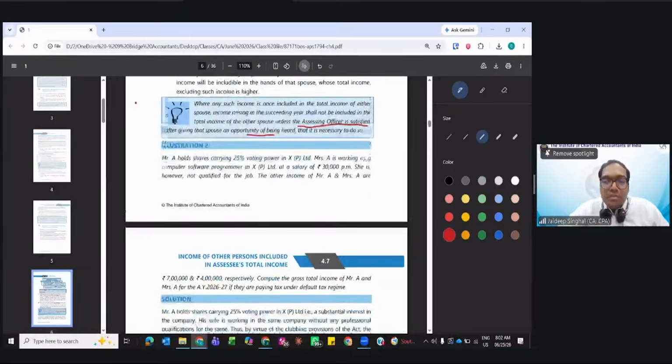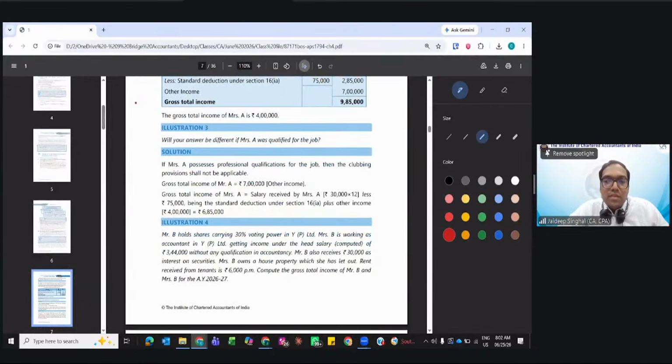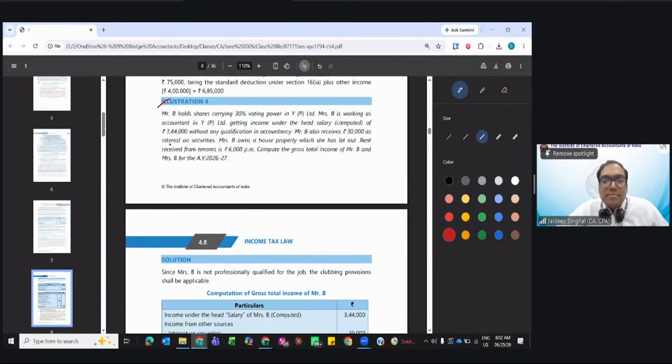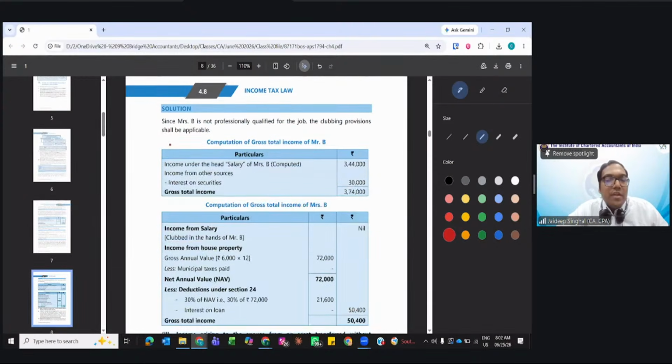This example you can do, a very simple example it is. I've already given you one example. It says if Mrs. A was qualified for the job, then the clubbing does not apply. Illustration number 3 also you can do. See, these examples are very, very simple. I have already seen all of these examples. You can easily do it, okay?